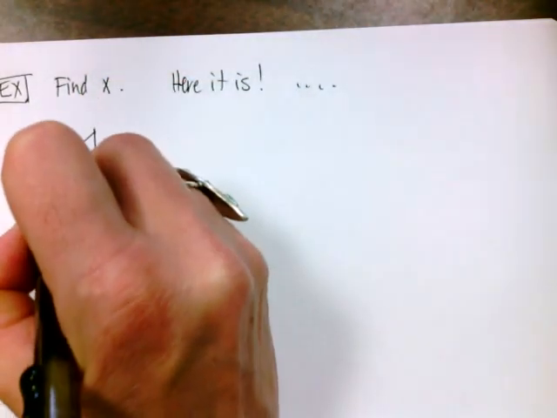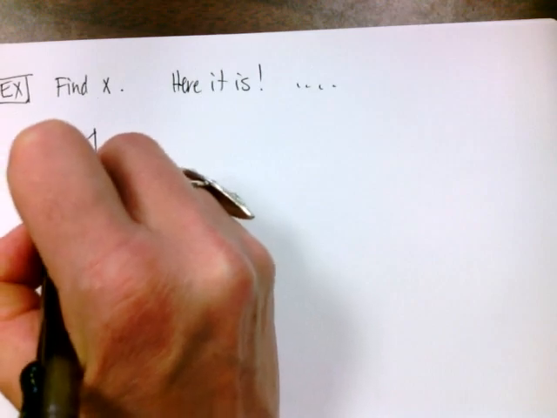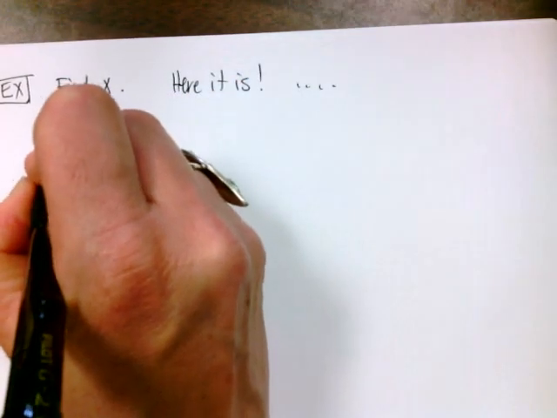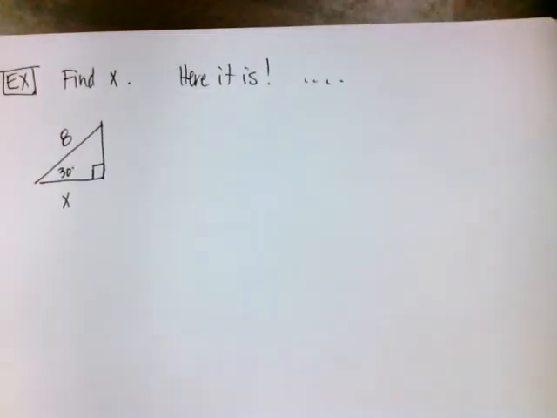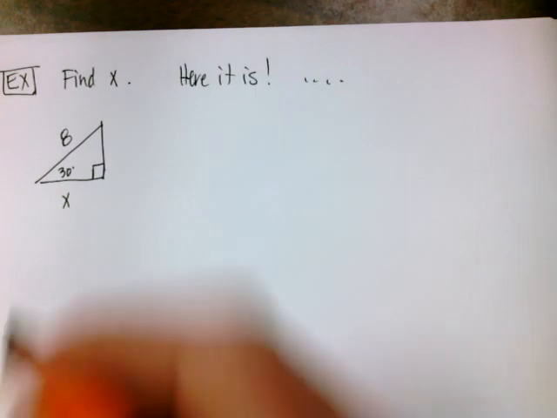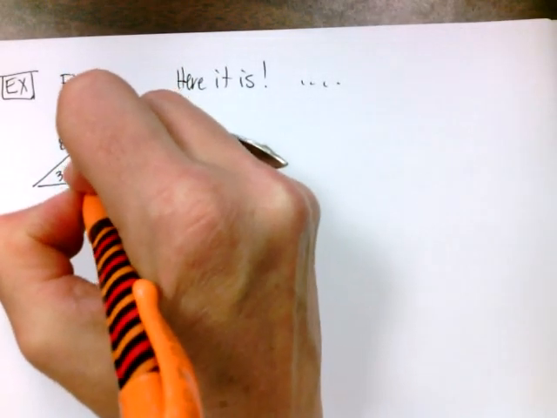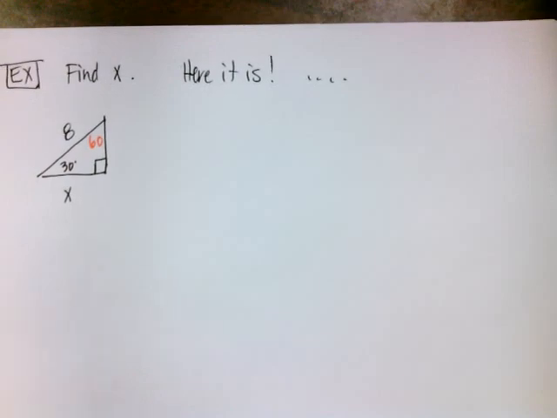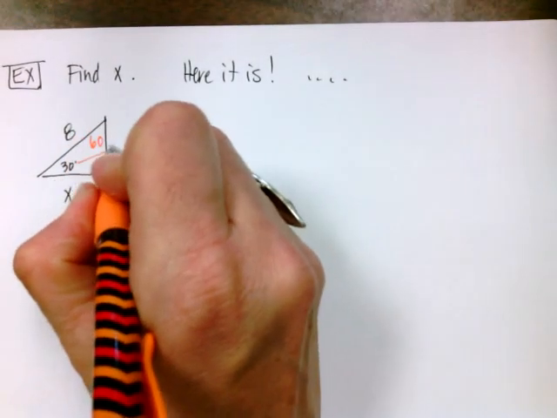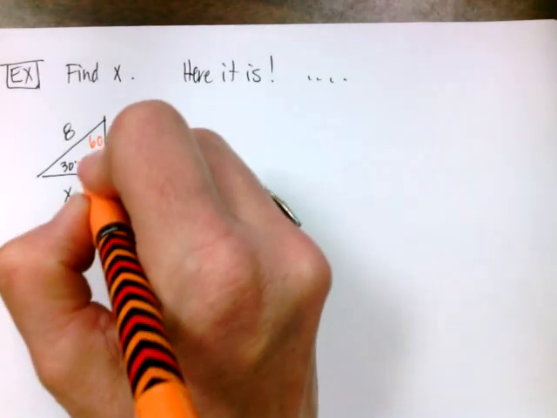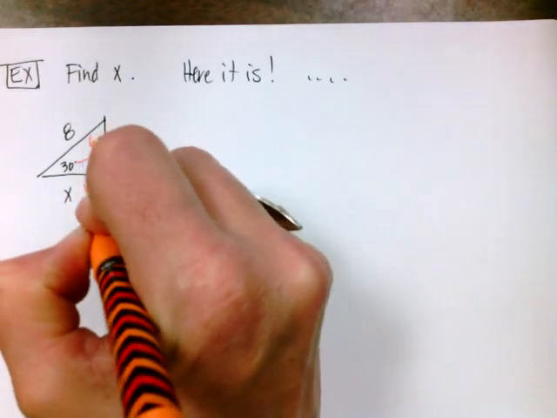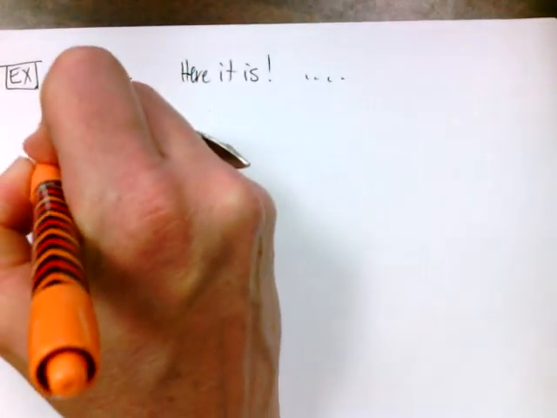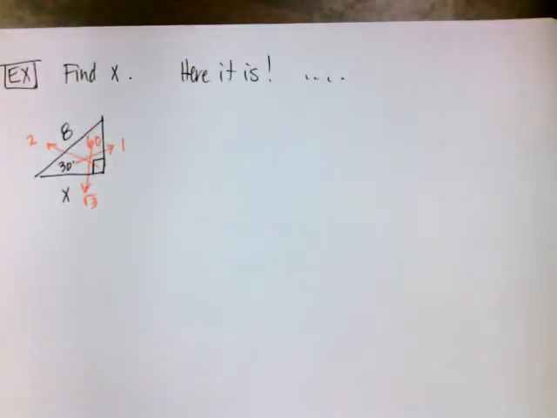Here's x, and I know that this is a 30-degree angle, and I know that the hypotenuse is 8. All right, so if this is a 30-degree angle, that means that this is also 60. So now I have a 30, 60, 90. So remember, opposite the 30 is 1, opposite the 60 is radical 3, and opposite the 90 is 2. So I'm going to use those to set up a proportion.